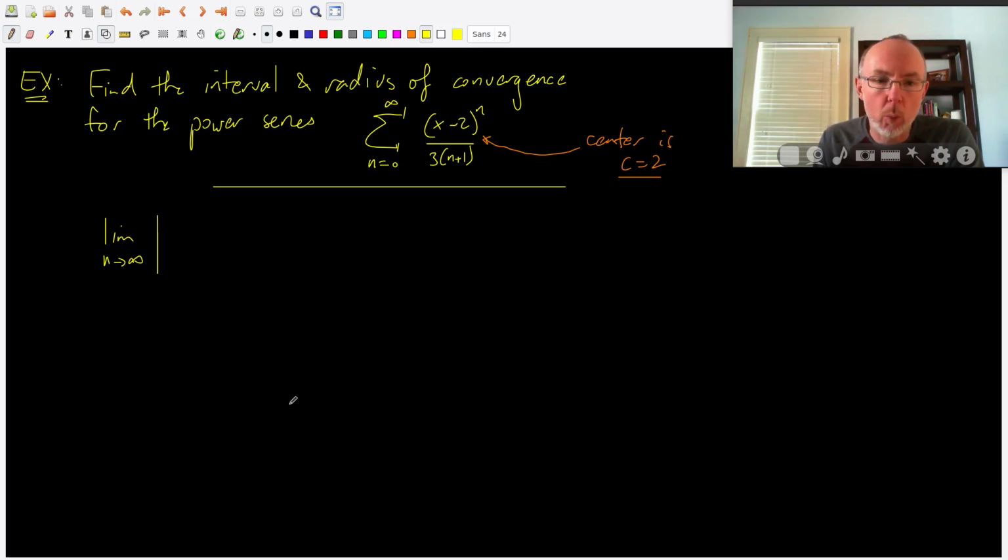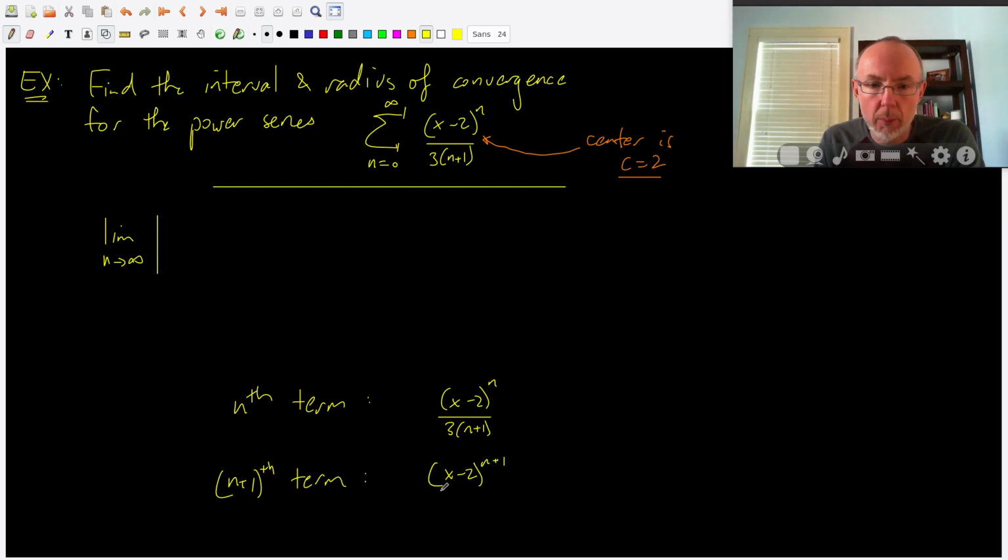Now let's think about what the nth term is. Let me write them down here. The nth term in this series is literally going to be that full thing, (x minus 2) to the power of n divided by 3 lots of n plus 1. The n plus 1th term, therefore, is going to be one value of n higher, so we're going to get n plus 1 plus 1. And so there are the two terms.